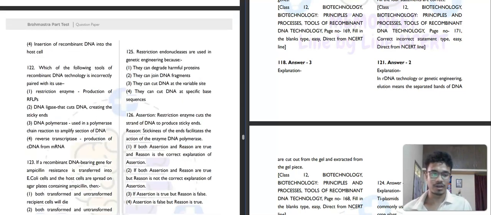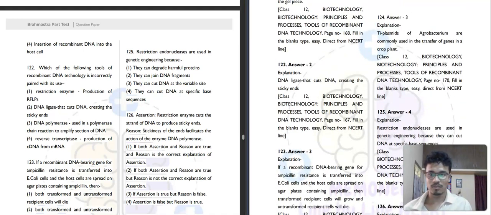Then question number 122. Which of the following tools of recombinant DNA technology is incorrectly paired with its use? Okay, let's see. Restriction enzyme, production of restriction fragments. So this is correct. And DNA ligase joins the DNA, it doesn't cut the DNA. DNA polymerase is used in polymerase chain reaction to amplify sections of DNA. Correct. Then reverse transcriptase, production of cDNA, complementary DNA, from mRNA. Correct. That's why the name is reverse transcriptase. Second option is our incorrect one.